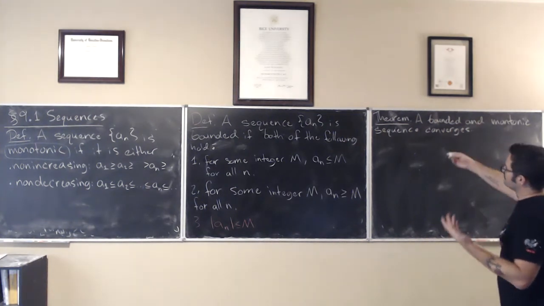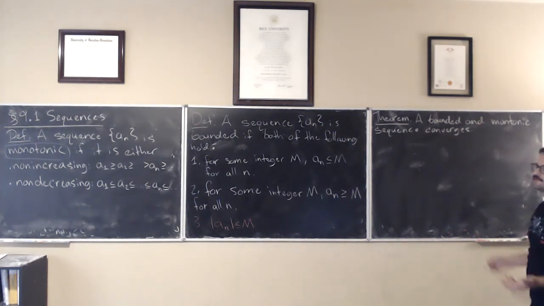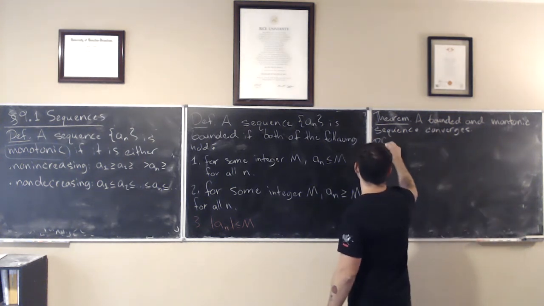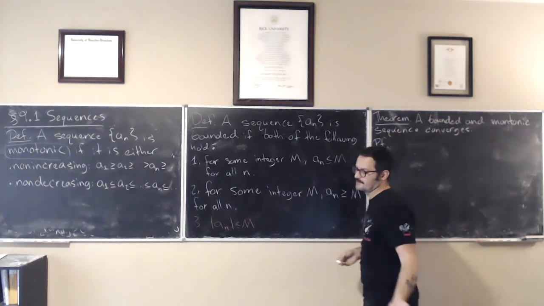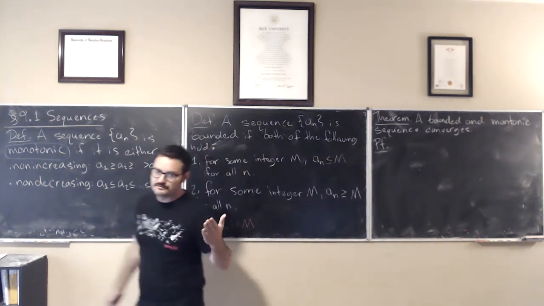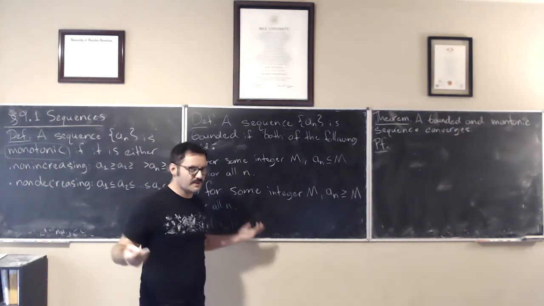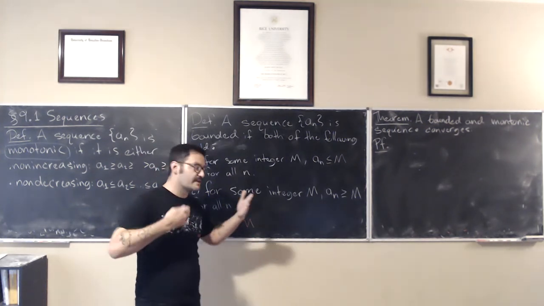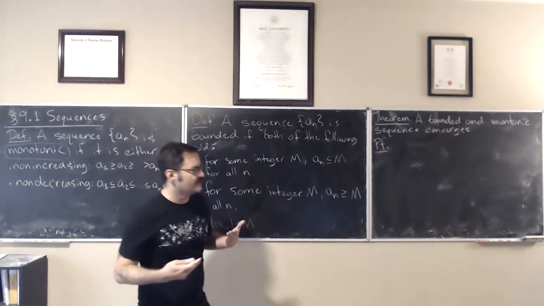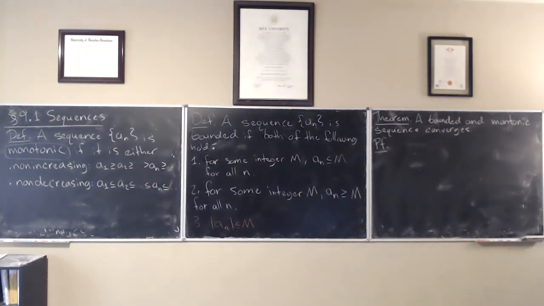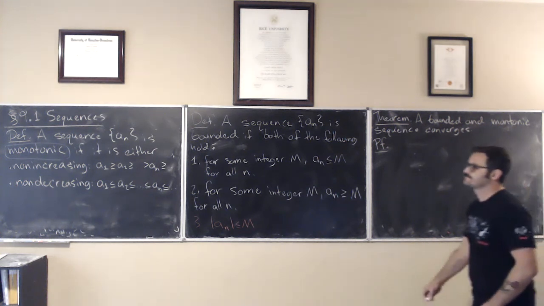So if you know that your sequence is bounded and monotonic, then we know that it converges. That's what this theorem says. We might as well prove it, but it should make sense. For example, if you're bounded from above and you're monotonic increasing, what's going to happen? Eventually, you're going to have to run into a wall somewhere, and that wall will be your limit.